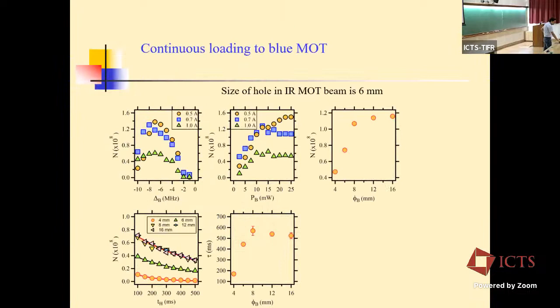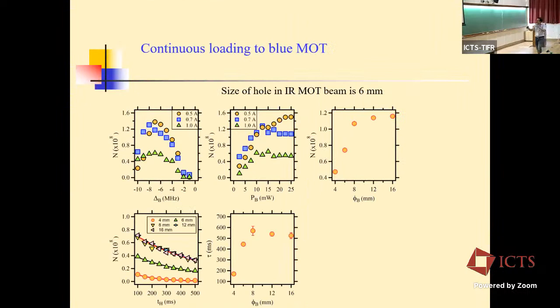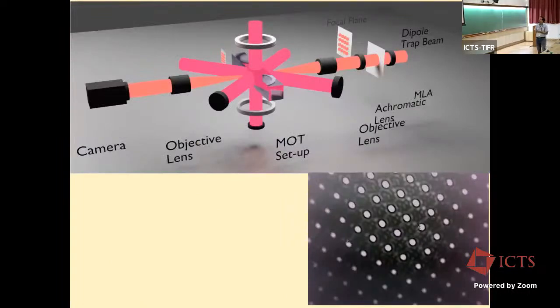I don't want to go into the continuous loading to the blue MOT. It will take another 5 to 10 minutes, which I don't have. So what are our goals? We are also setting up the array experiment. We have created the array of beams using very low power, 100 milliwatt, at 805 nanometer. This is going to be our experimental setup for the quantum computation.